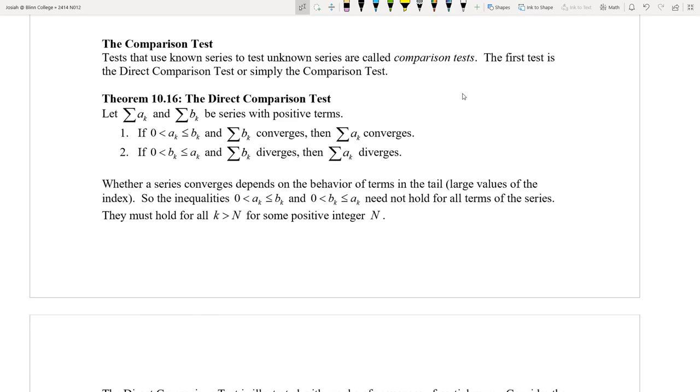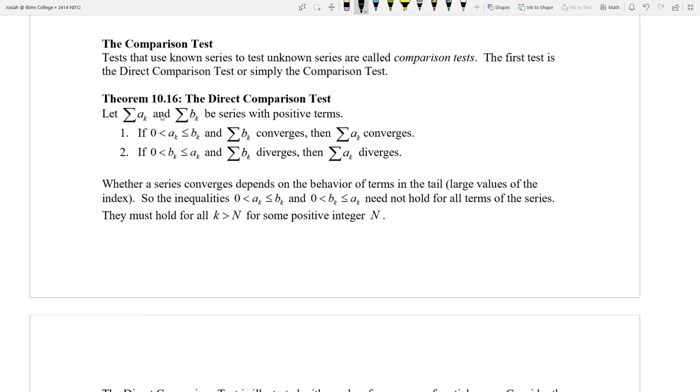The next two tests we'll look at are both going to be comparison tests. So we've got two of them: the direct comparison test, or just the comparison test. These are interchangeable. The other one is specifically called the limit comparison test. So we start with the direct, or just comparison, test.